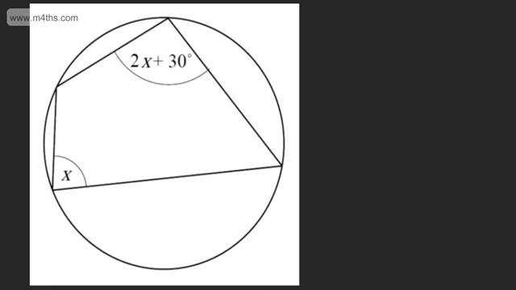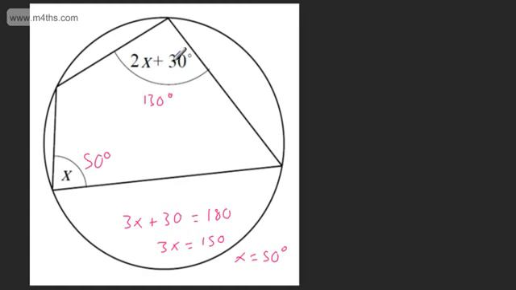Okay, let's have a go at another one. Opposite angles are equal to 180, so what we can say then is these two are equal to 180, so 3x plus 30, I've just added the x's together, is equal to 180. Subtracting 30 from both sides, 3x is equal to 150, and we can see that x is going to be equal to 50 degrees. So on this one, that's 50 degrees, and then on this one, it's got to be equal to 130 degrees.